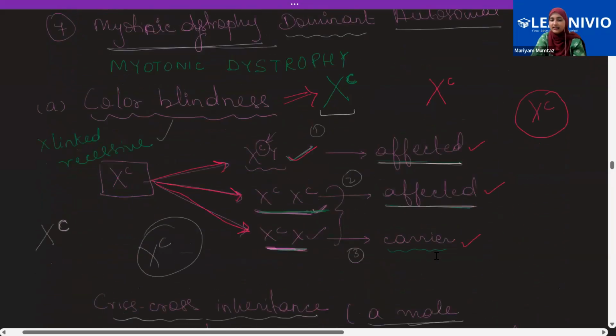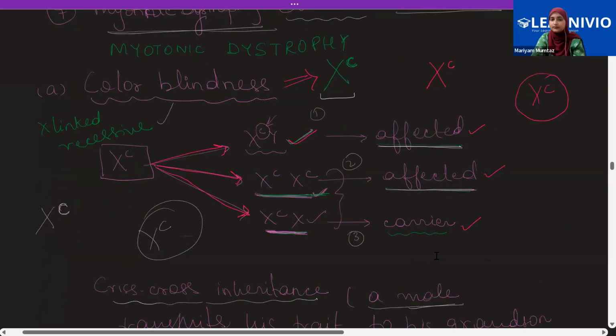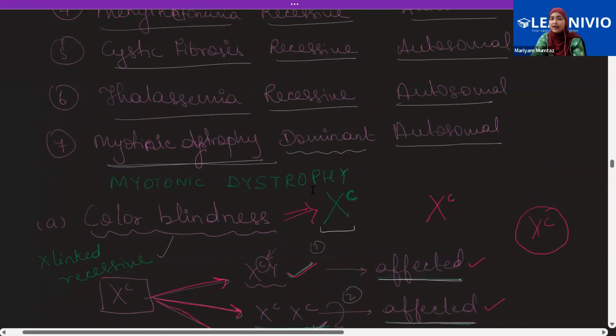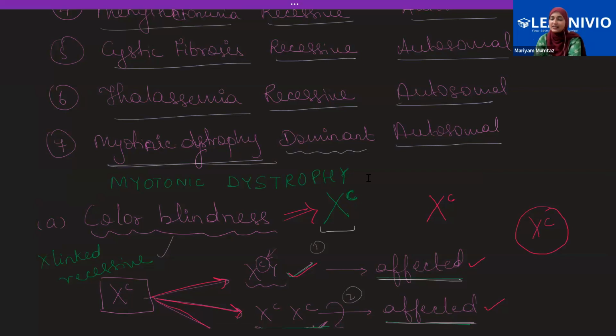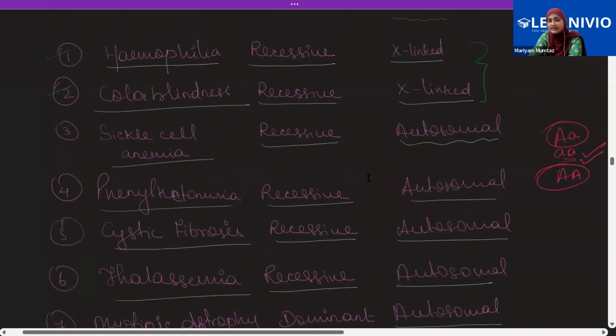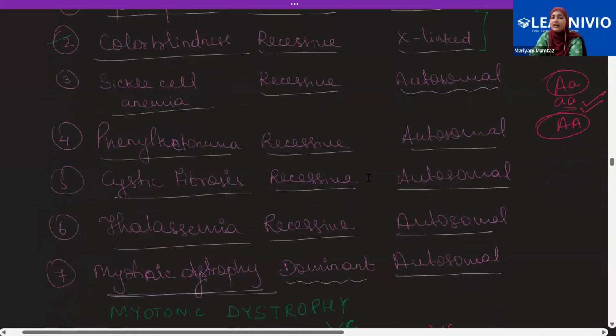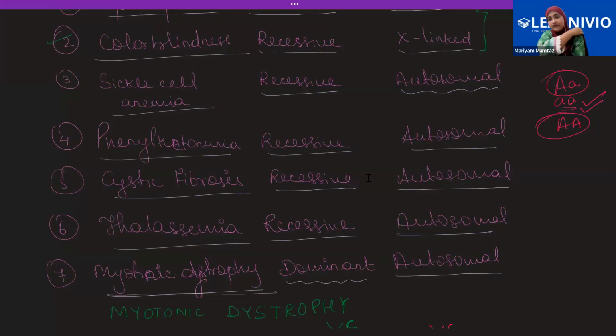Myotonic dystrophy is the only disease that is autosomal in nature but the dominant version, meaning it will be expressed in the dominant condition. Whereas all the other autosomal diseases that we have seen up until now are expressed only in the recessive condition, meaning only in the homozygous condition and never in the heterozygous condition.